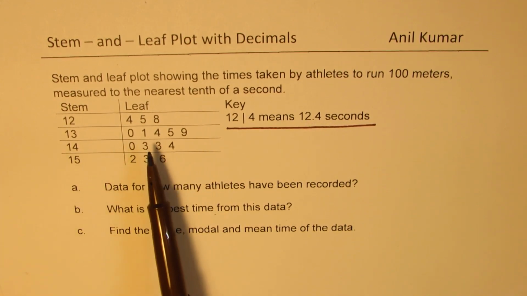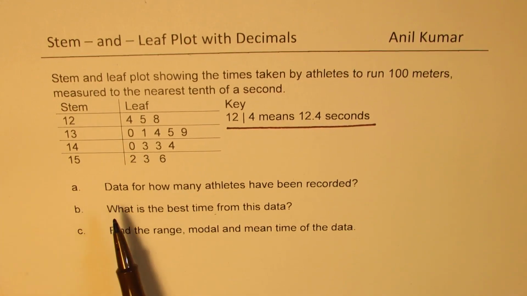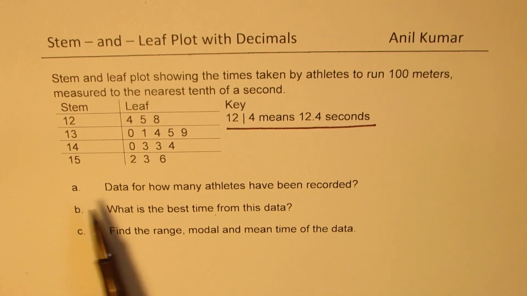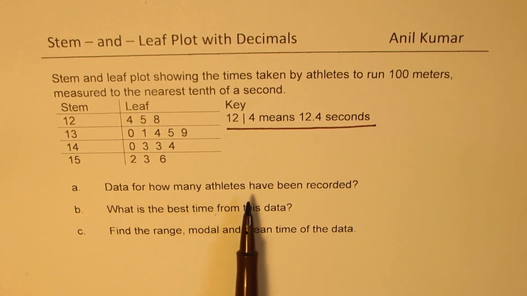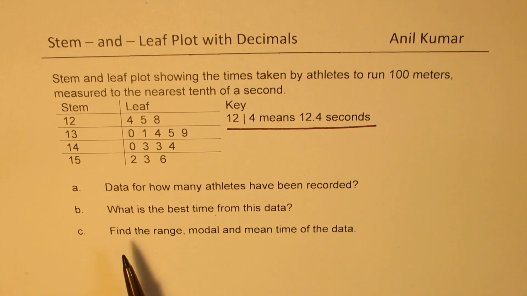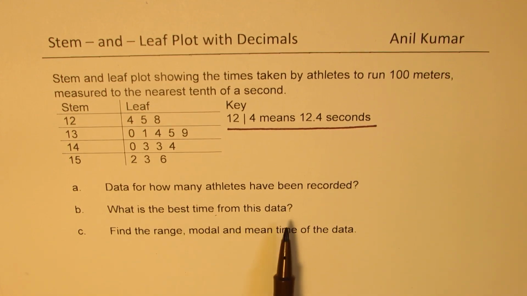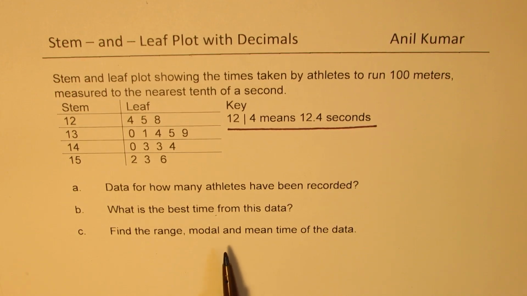Based on the information given, we have 3 questions. Question number 1: A, data for how many athletes have been recorded. B, what is the best time for this data? C, find the range, mode, and mean time of the data. That is the information which you can actually get from the given data.